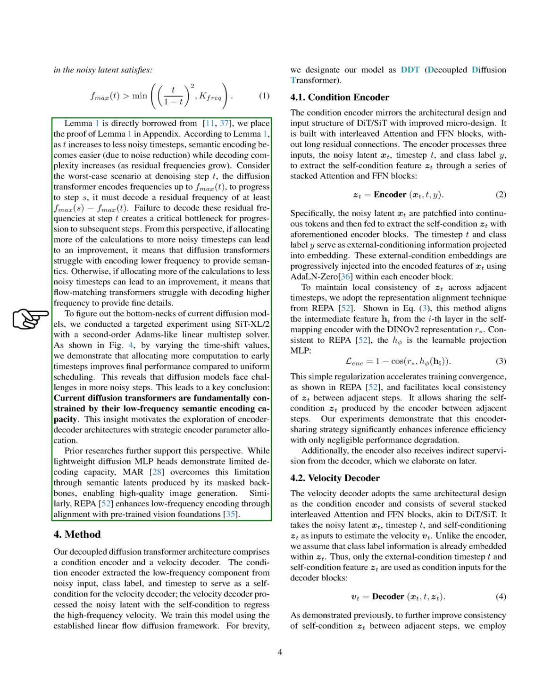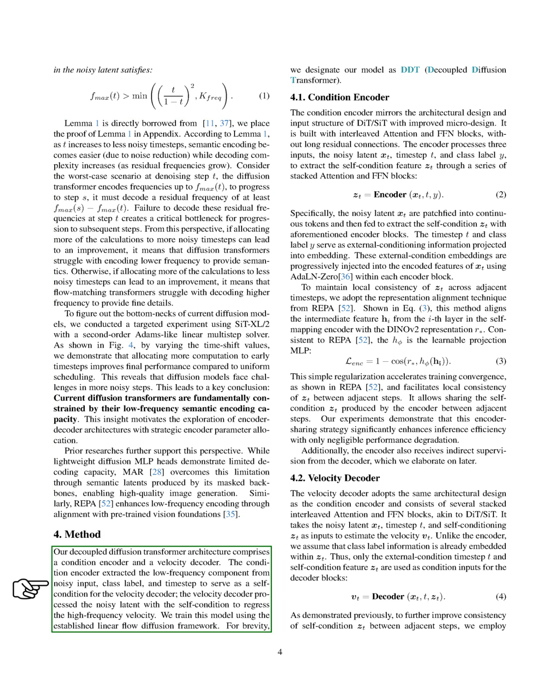higher frequencies. To identify the bottlenecks in current diffusion models, we conducted targeted experiments using a specific model and solver. Our findings show that focusing more computation on early time steps enhances final performance compared to uniform scheduling, revealing that diffusion models face challenges in later steps. This leads us to conclude that current diffusion transformers are limited by their ability to encode low-frequency semantics, motivating us to explore encoder-decoder architectures with strategic parameter allocation.